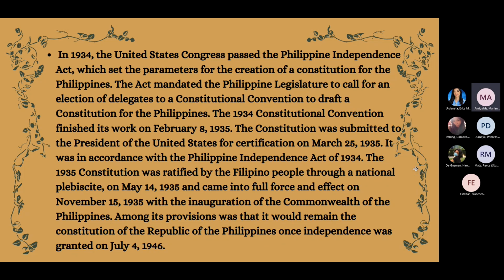The 1935 Constitution was ratified by the Filipino people through a national plebiscite on May 14, 1935, and came into full force and effect on November 15, 1935, with the inauguration of the Commonwealth of the Philippines. Among its provisions was that it would remain the Constitution of the Republic of the Philippines once independence was granted on July 4, 1946.